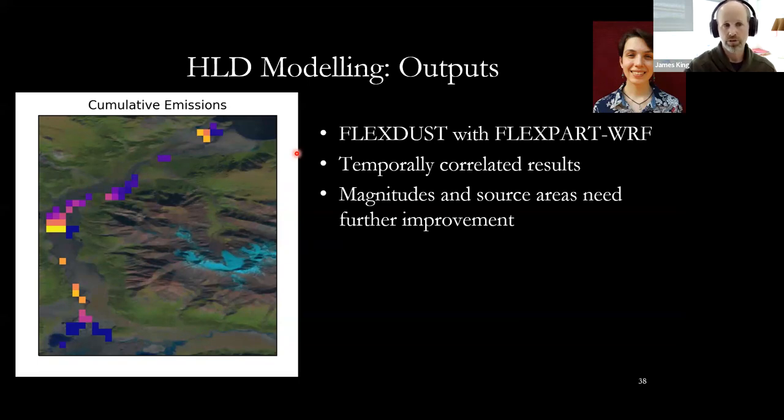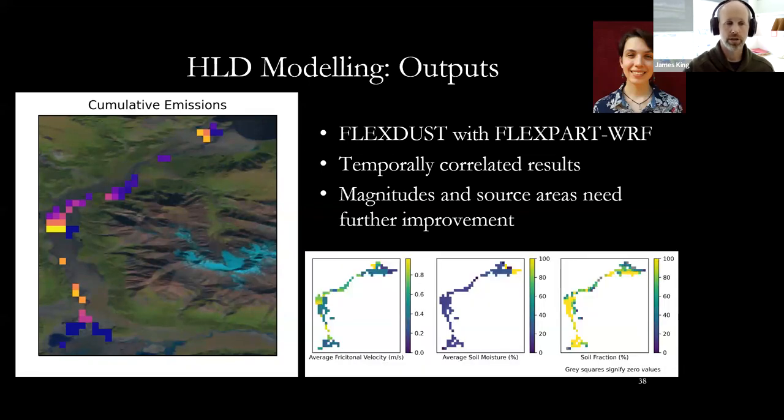And it actually does reasonably well. There's some temporally correlated results in that we see dust coming out of the valley when we actually measure it. But generally, the source areas need further constraints, again, due to this kind of sediment size and area availability conundrum, as well as just the general magnitudes of the emissions occurring, less to do with the threshold kind of things that I've mentioned just recently, but more so the emission process in general.